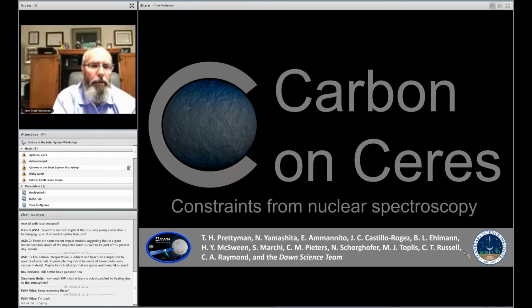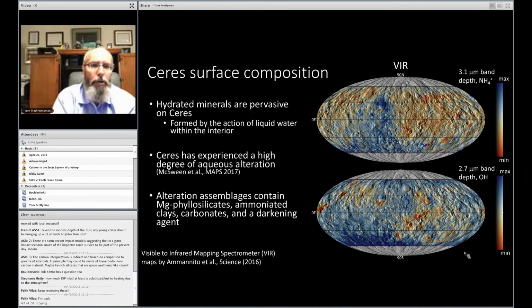I'm going to talk about carbon on Ceres and a little bit about what constraints we have from Dawn's gamma ray and neutron detector. But first, I'm going to start with what we know about Ceres surface composition. Namely, we know that hydrated minerals are pervasive on Ceres, and we believe that these minerals form by the action of liquid water within the interior. And we also think that Ceres has experienced a high degree of aqueous alteration.